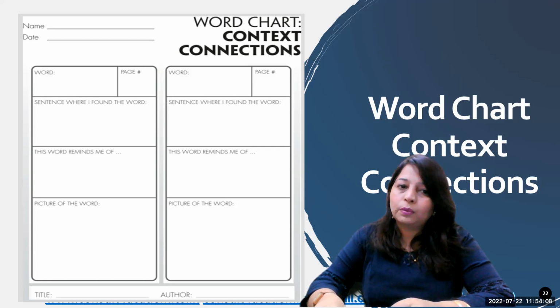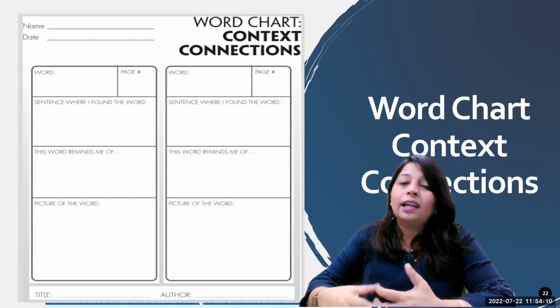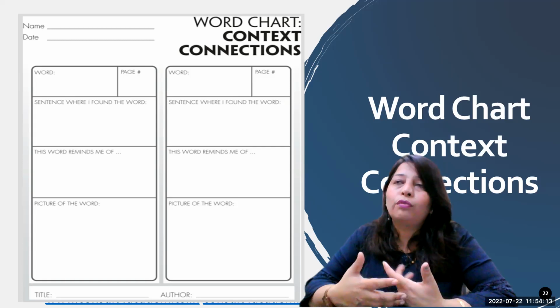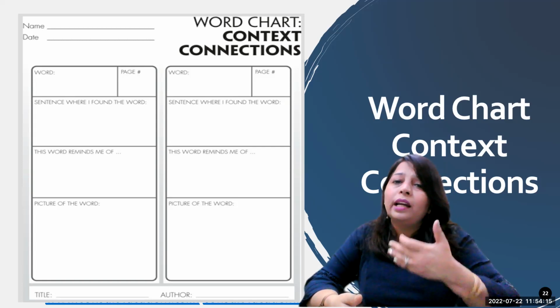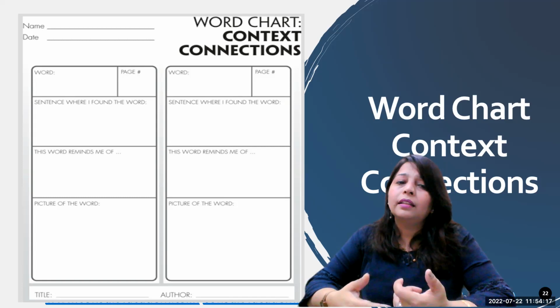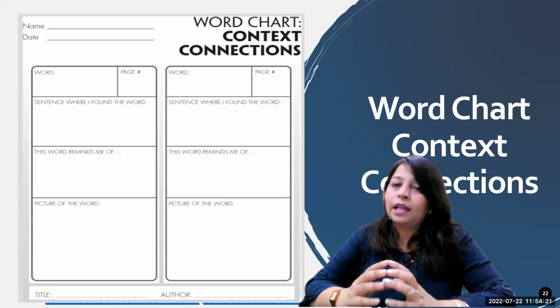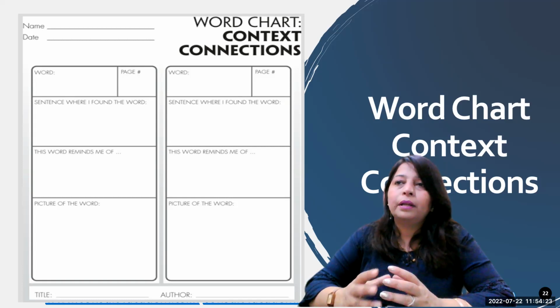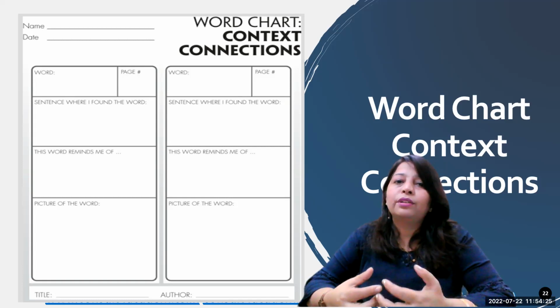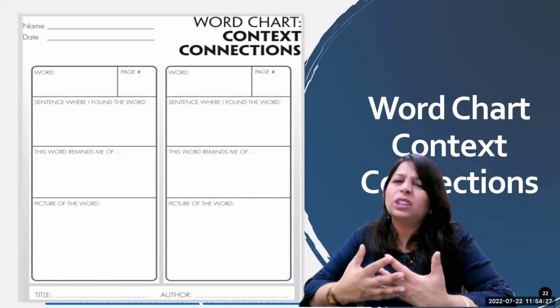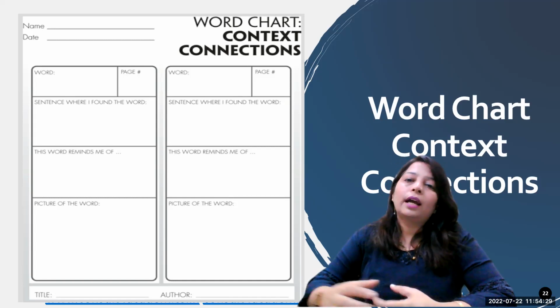They have to highlight it as well. And what the word reminds me of. I mean, the child is able to relate it to real life. And then they have to draw a picture or maybe a symbol of that particular word, right? If it is a noun, they will be able to draw it. If it is a feeling, even then they will be able to draw something related to it, right?